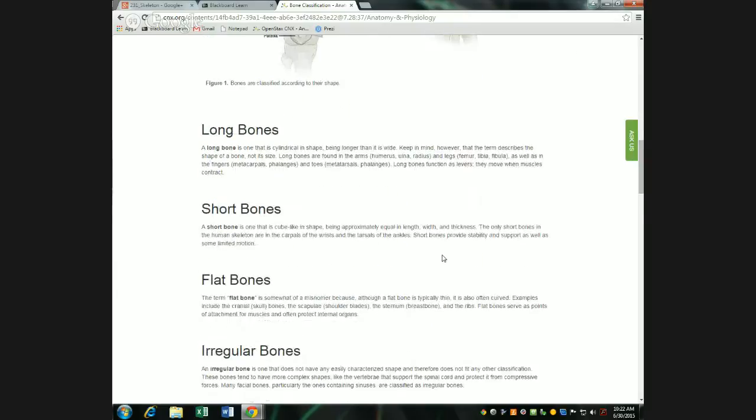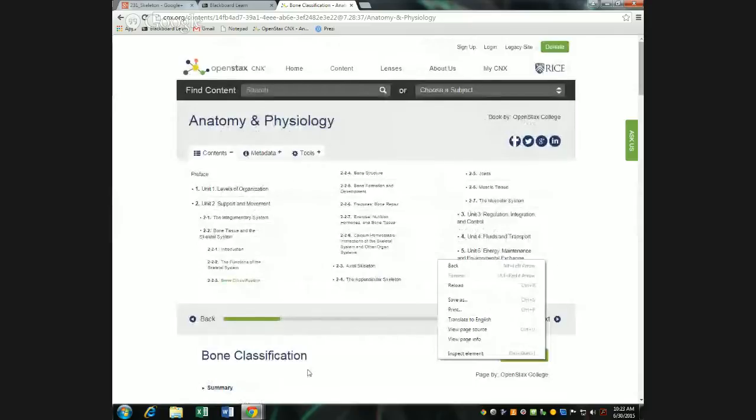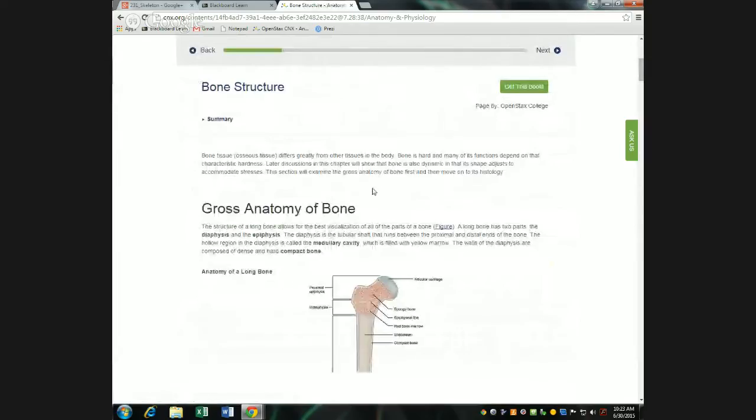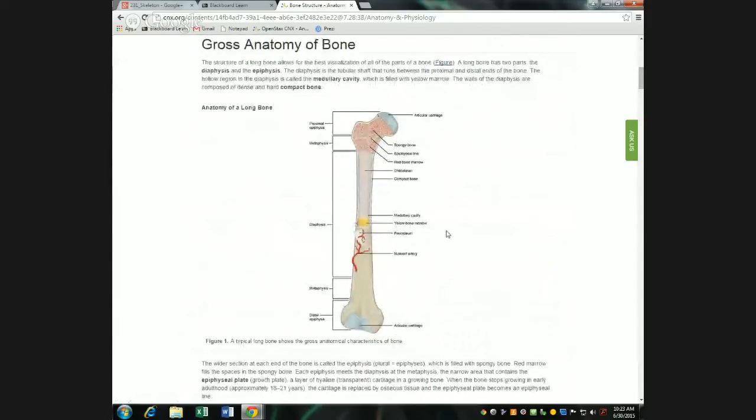So it just talks about the different types there. The next section is about bone structure. And here's the first reason why I want to talk about bone classification, because the example of bone structure is a long bone. We always talk about bone structure looking at a long bone.